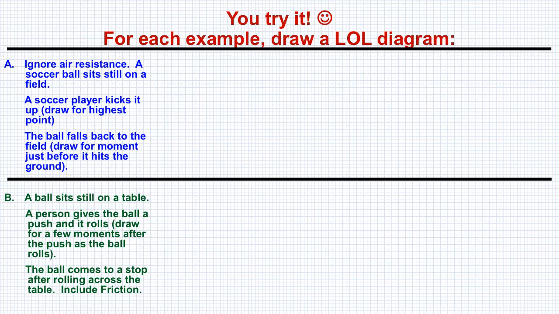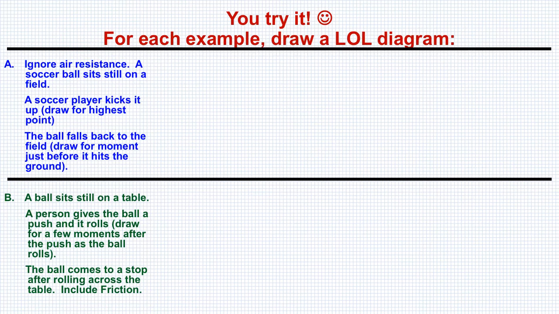It also tells us a soccer ball is sitting still on a field. Then a soccer player kicks it up. We're going to assume straight up, okay? I am at least. And we want to draw for the moment the ball is at its highest point. Then the ball falls back down to the field, and we draw for the moment just before it hits the ground.